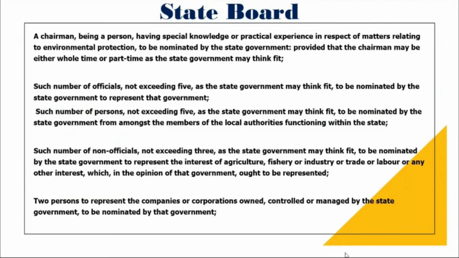These are the five members to be nominated by the state government, and the other five members are also nominated by the state government, but they are from local authorities like local urban bodies. Besides these five members, there are three members whom the state government thinks fit to nominate to the state pollution control boards. They are from agriculture, fishery, industry, trade, or labor, whatever is related to air pollution. They represent these sectors, and the last two members represent the corporate sector. Within the state, these are companies owned and managed by the state government, to be nominated by the government.